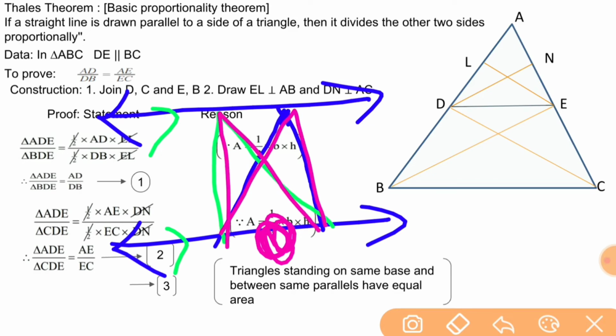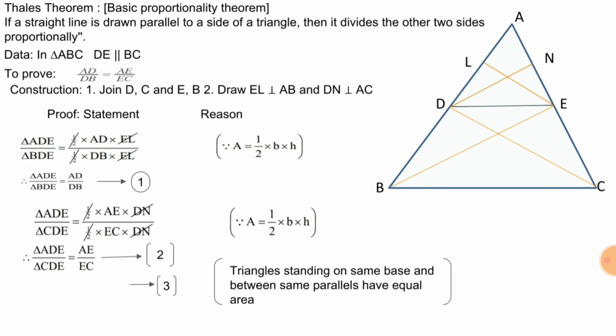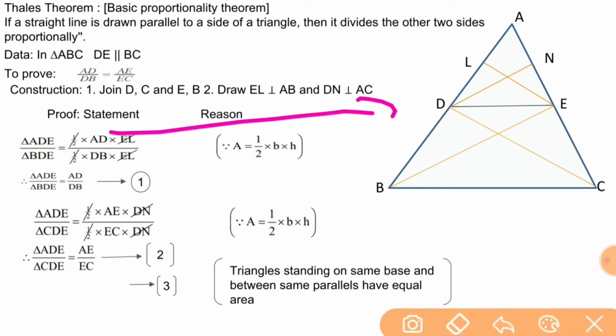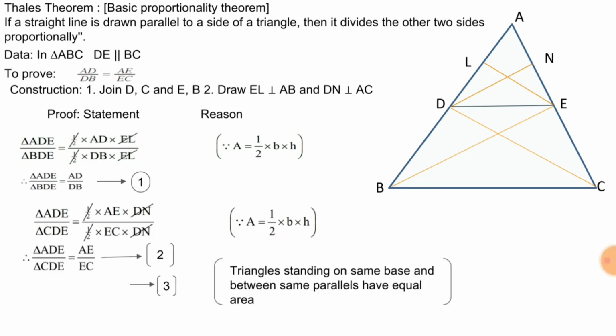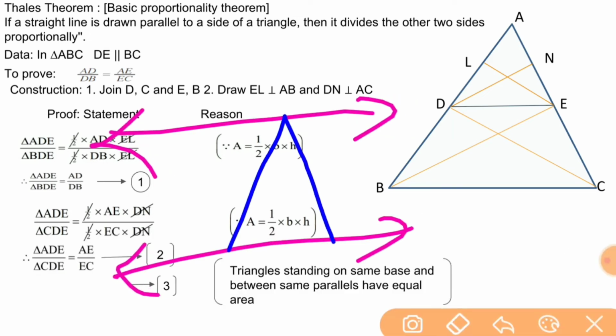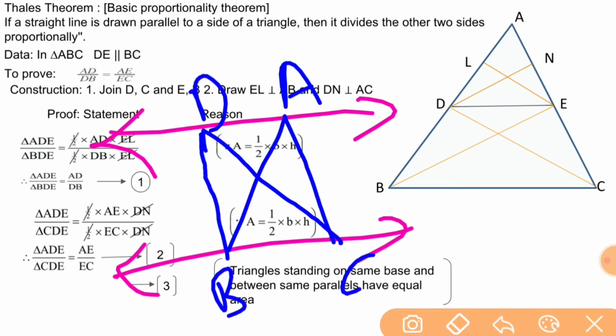So that theorem states that if two triangles are standing on the same base and between the same parallel lines, see what we have drawn. Suppose it is A, B, C and D is here. What you can see is that there are two triangles which are standing on the same base BC, between the two parallel lines.